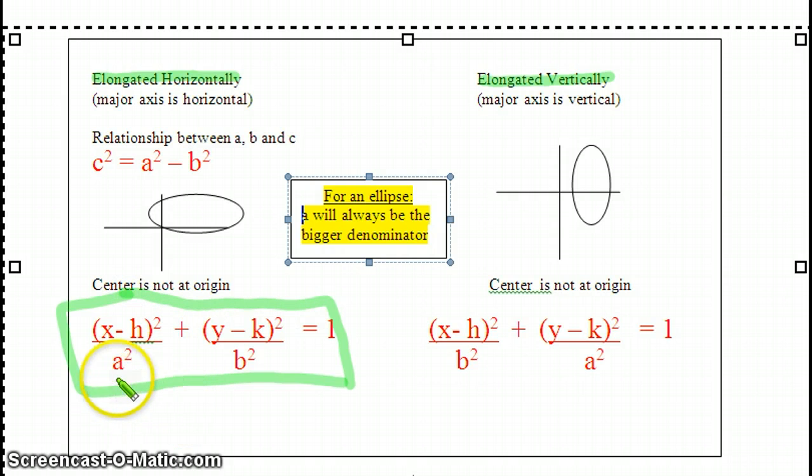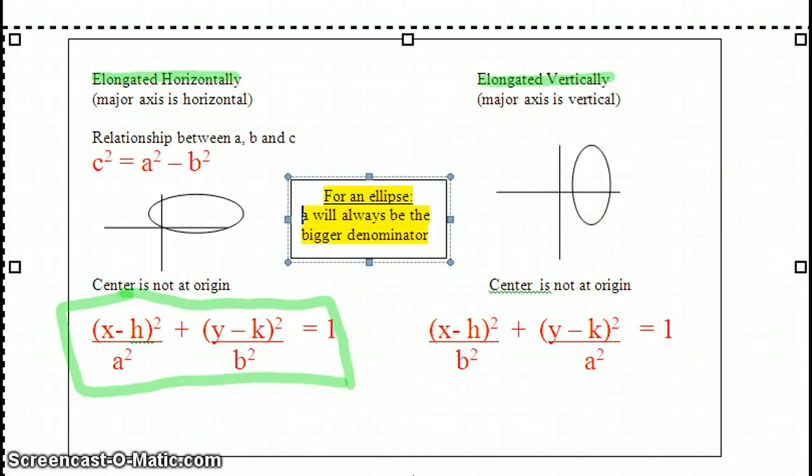We would need to know certain things. We need to know what A is, we need to know what B is, and we need to know what our H, K is. H, K being the center, A being the distance from center to vertex, and B being the distance from center to covertices. It's important that you understand, if it's elongated horizontally, that the A value is underneath the X value here. And the B value is underneath the Y value, or the Y axis, because that's the shorter one.